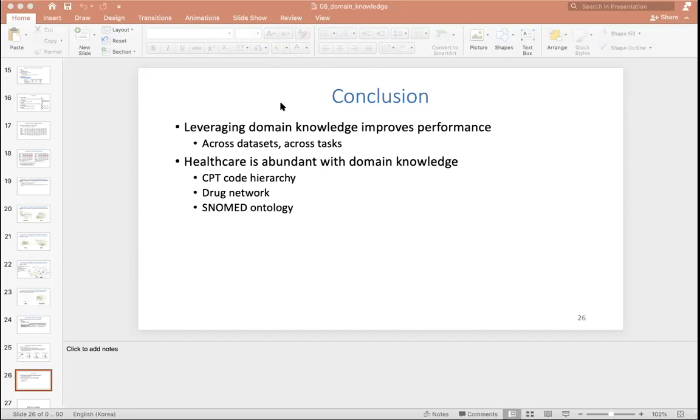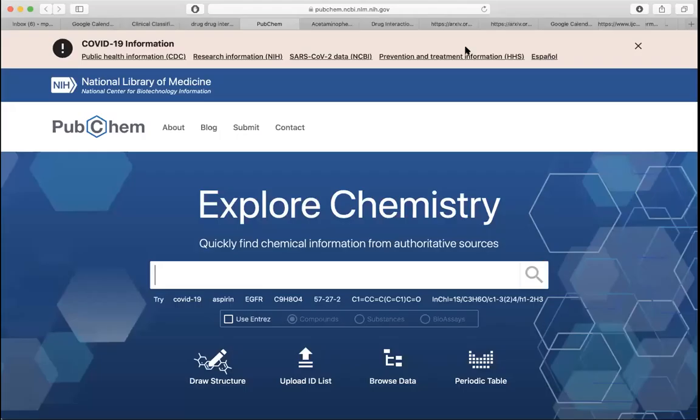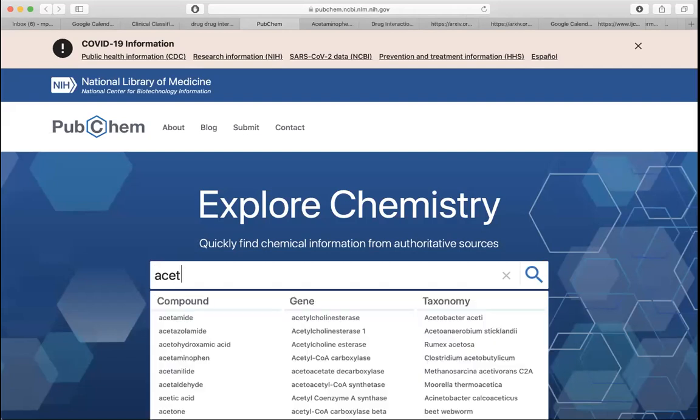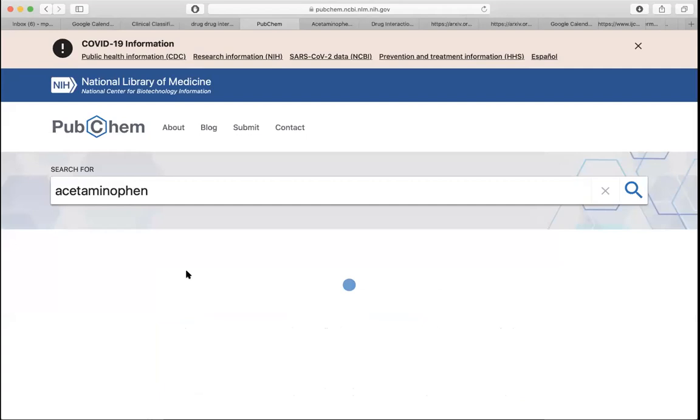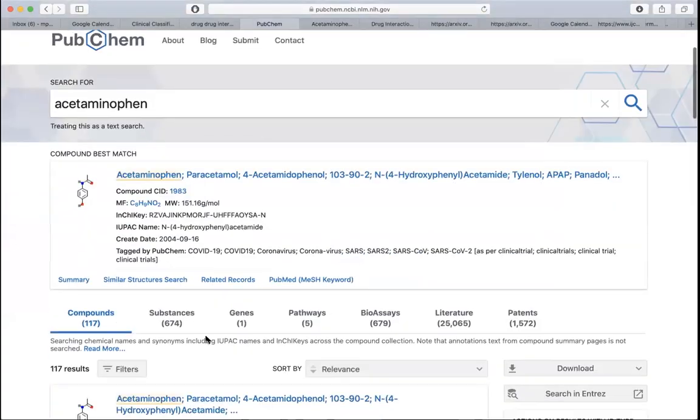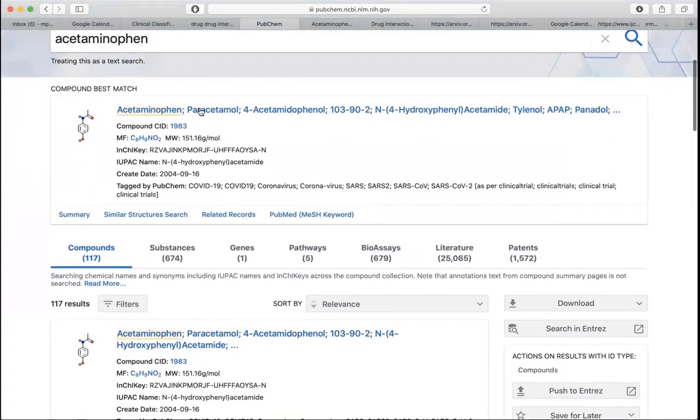Right. All right. Let me see. Yeah, there are a couple of examples. I'm not sure if this is the right one, if I remember correctly, but there is something called PubChem. I guess this is not exactly a drug network or drug relationship network, but there are a lot of chemical structures. This is a chemical structure database, so you can just look up some of the popular examples as well. So acetaminophen, paracetamol, which is the same thing.